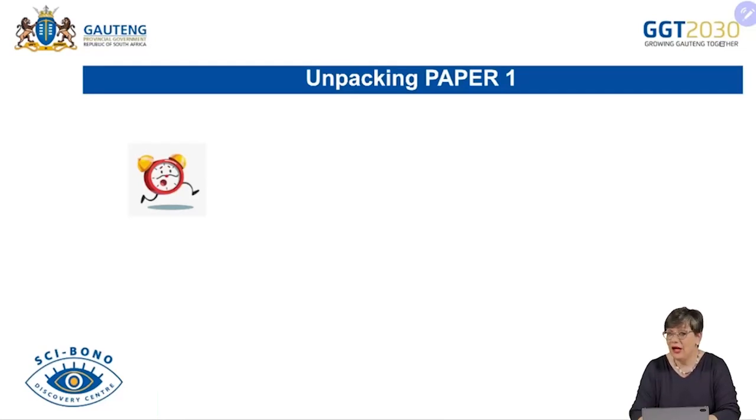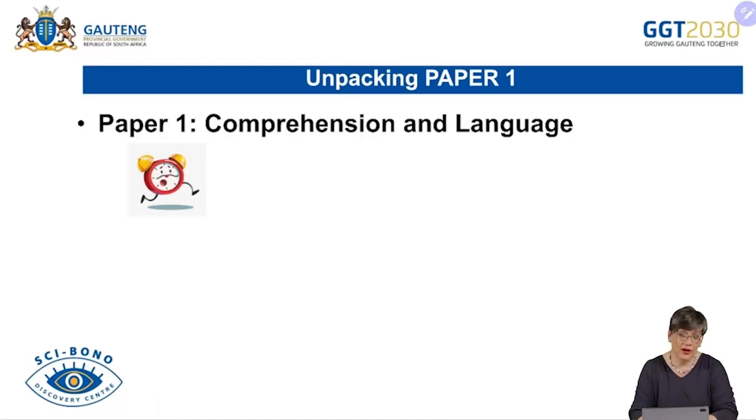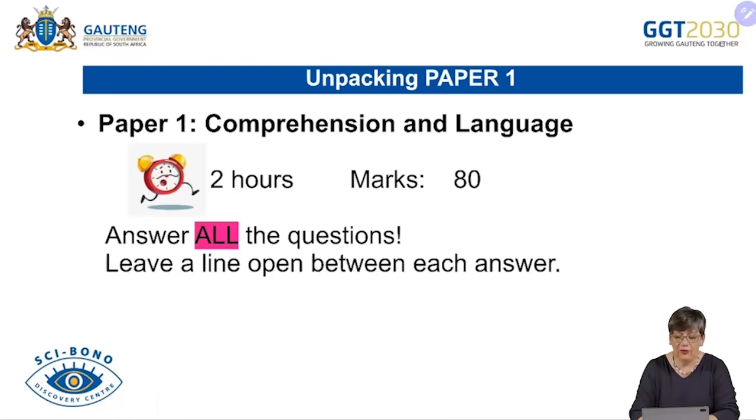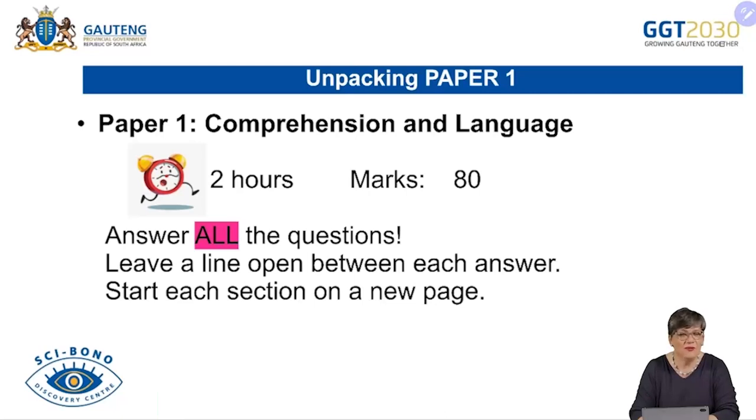So, by now you should know how to answer questions. Well, let's dive straight into paper 1. Comprehension and language. Now, you will get 2 hours to complete your paper and it is out of 80 marks. Now, these are the instructions you have to look at. In this case, you have to answer all the questions. Now, leave a line open between each answer, and please remember to start each section on a new page.